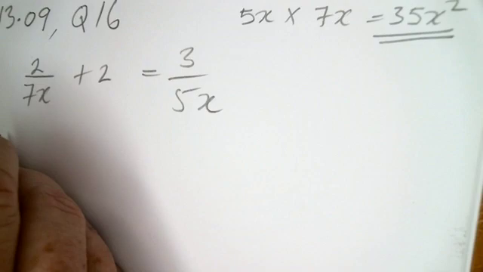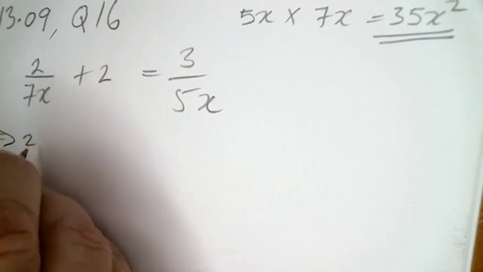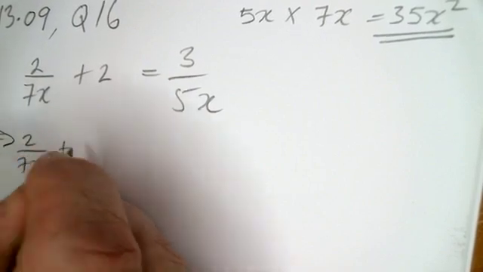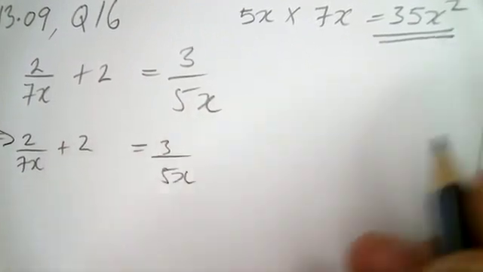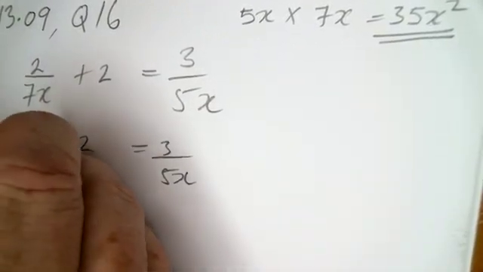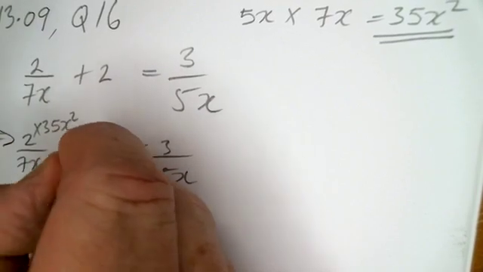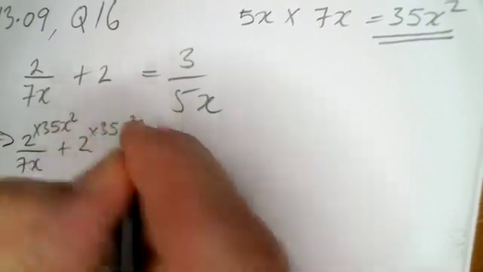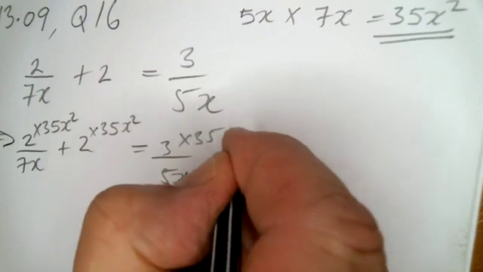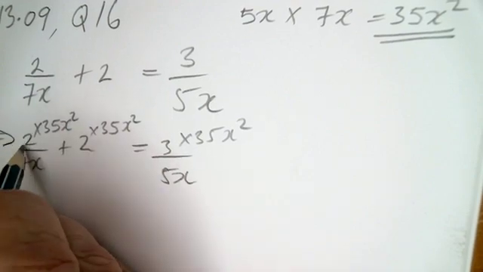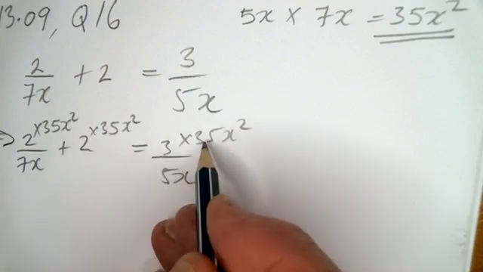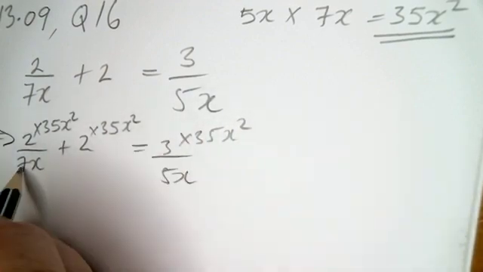So here it is again, I'll rewrite it. This implies that 2 over 7x plus 2 equals 3 over 5x. Now multiplying by 35x squared. The only reason we're multiplying by 35x squared is so that we remove the denominator. So I'm not actually going to bother multiplying it by 2 first or by 3 first. I'm going to go straight to removing this.